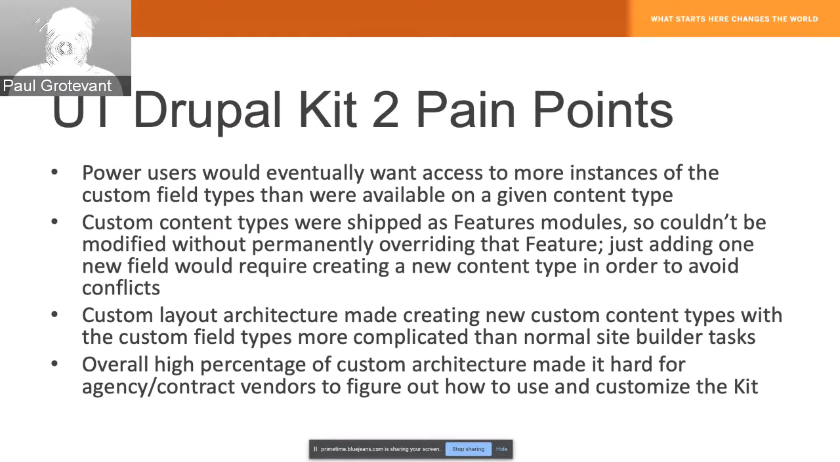The second point was that our custom content types were all shipped as features modules. And for anyone trying to maintain a distribution using features, you kind of run into this weird conundrum where it's the easiest and best way to ship a set of common configuration, but you're sort of locked into this thing where your customers can't really change what you're shipping, because if they do, they've overridden that feature.